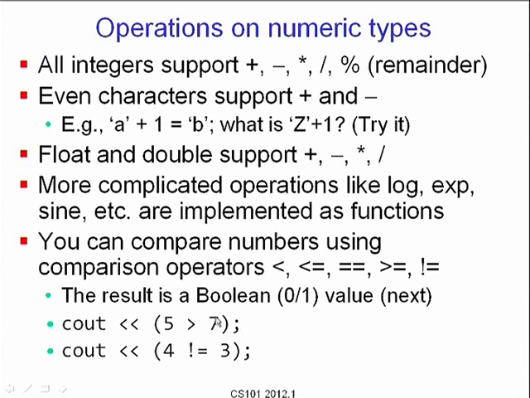You say 5 greater than 7 and you bracket it to make sure that 5 is not printed by accident. And 5 greater than 7 is a Boolean expression with value false or 0. So if you write this, cout will print 0. Whereas 4 is indeed not equal to 3, and so the value of that expression will be 1. So in this case, cout will print 1. So this we have seen, some of you have seen it in the labs.